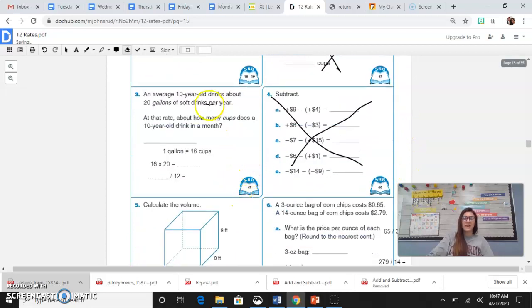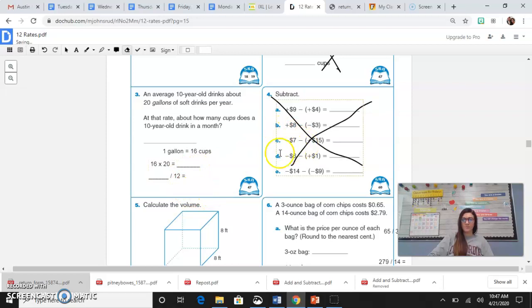For number 3, an average 10-year-old drinks about 20 gallons of soft drinks per year. So that's like saying 10-year-olds drink about 20 gallons of pop every year. Kind of gross. So it says, at this rate, how many cups does a 10-year-old drink in a month? Well, I know that 1 gallon is 16 cups. So I need to figure out how many cups are in 20 gallons. So you're going to take 16 times 20. You're going to figure that out. And whatever that number is, then you're going to divide it by 12 because there's 12 months in a year. And that will give you your answer.